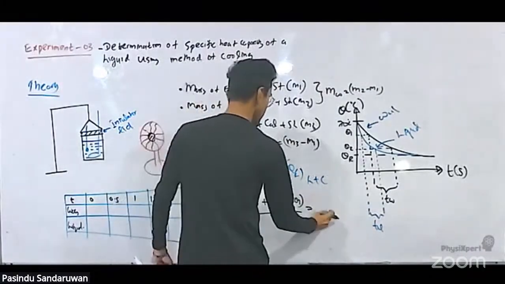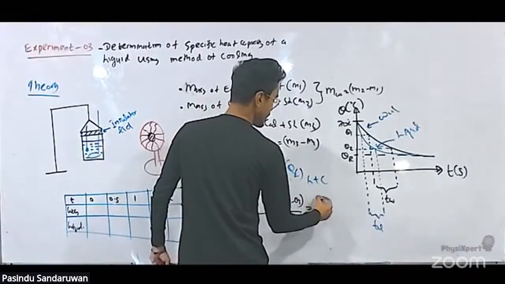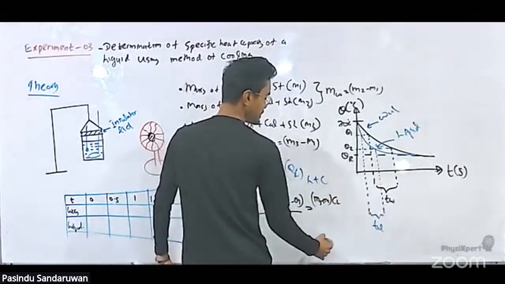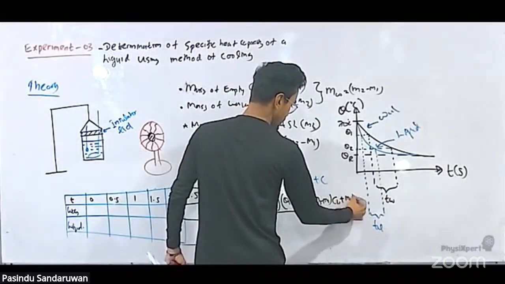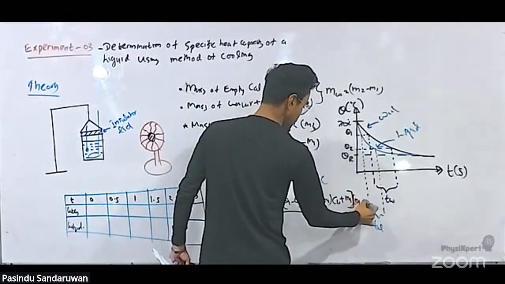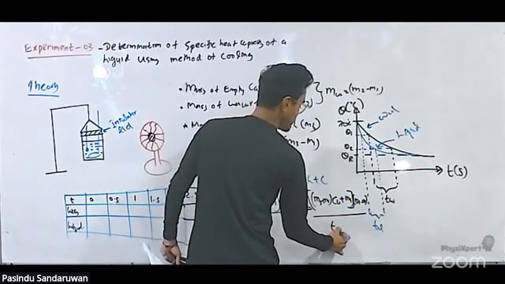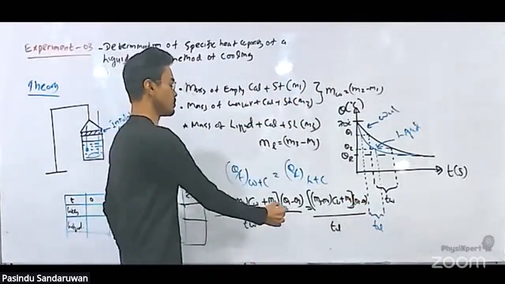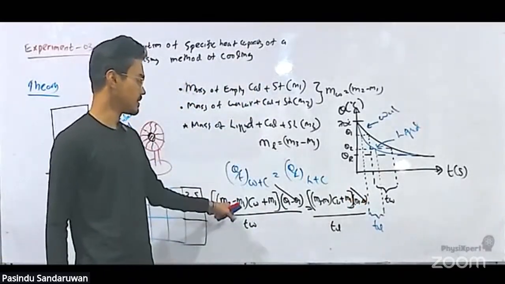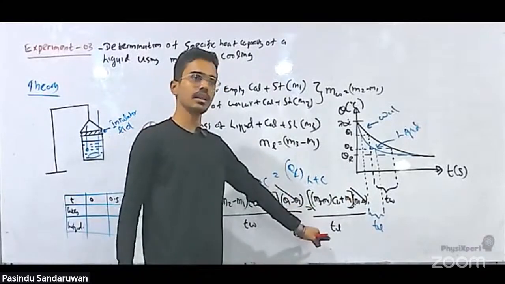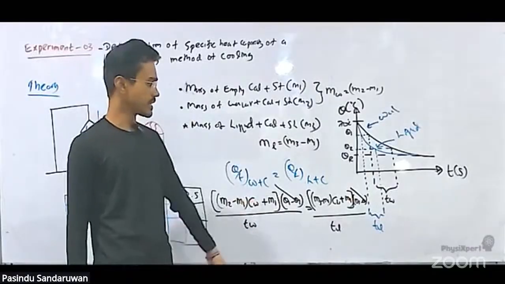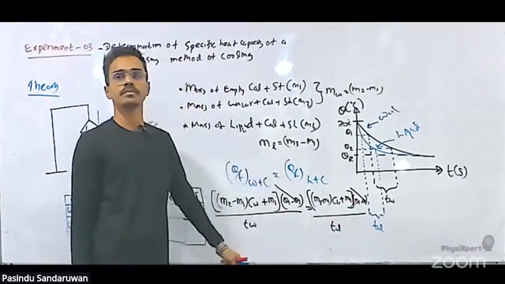the same thing we do for the liquid. Then for liquid, M3 minus M1, say specific heat capacity of liquid CL, plus M1 again, and the temperature difference is the same, theta 1 minus theta 2, over time TL. These two are going to cancel. M1, M2, M3 are known, TW, TL are known, and we know the standard value of specific heat capacity of water. Then using the calculation, CL can be determined.